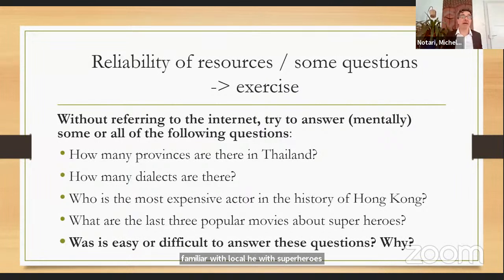But for sure you are more familiar with superheroes than with Thailand dialects. All this information you can research on the internet, but not all of it is easily found. For these types of questions I ask here, the probability of finding unreliable sources is higher for certain questions and lower for others. What do you think? For which questions is the probability of finding misinformation higher: question 1, 2, 3, or 4?